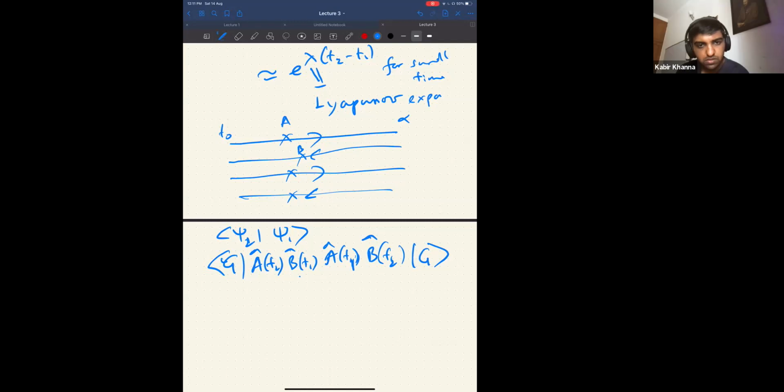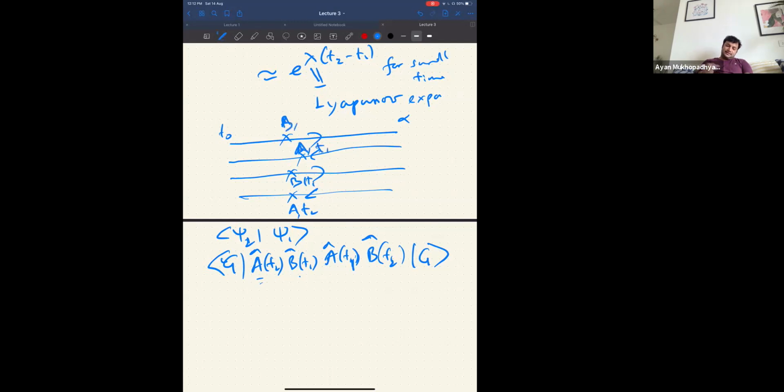So first, if you see it along this contour, whatever appears here should come later. So you put A at T2, you put B at T1, then you put A at T1, and then B at T2, right? This is how you should order this. So you need this contour. You cannot just do it with a one-folded contour, and you can draw similar.